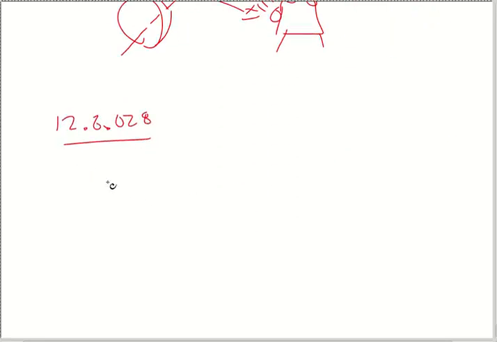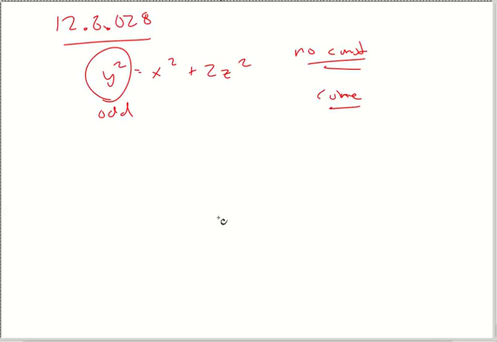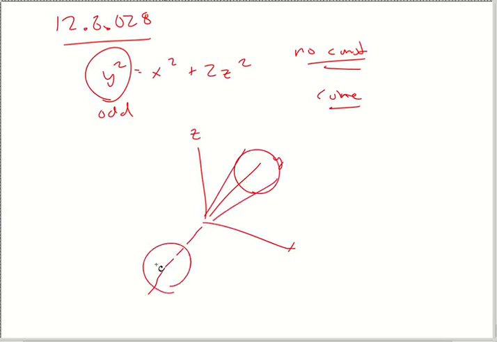12.6.0.28. I got y squared is equal to x squared plus 2z squared. Who's your odd man out? It's the y. And notice that they're all squares, but I have no constant. And no constant is a big indicator of a cone. It's a big indicator of a cone. And so y is your odd man out. Seems that happens a lot right now. So, cone. There you go. It's proper to do both.